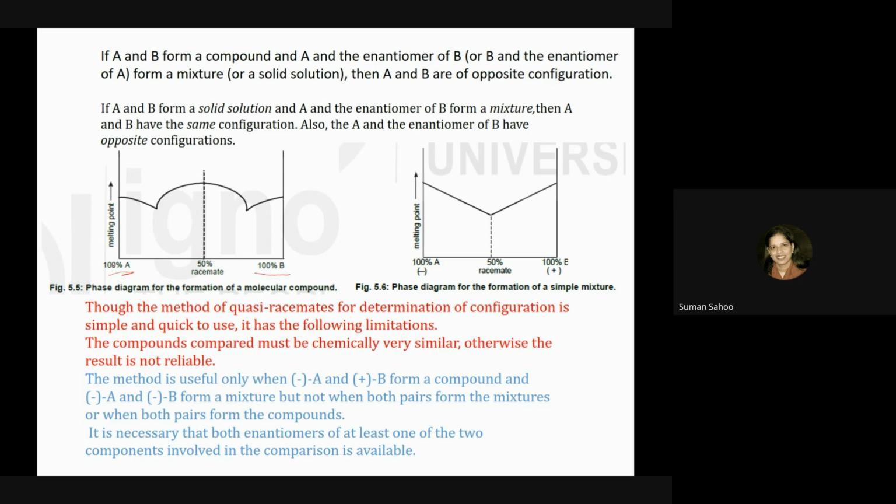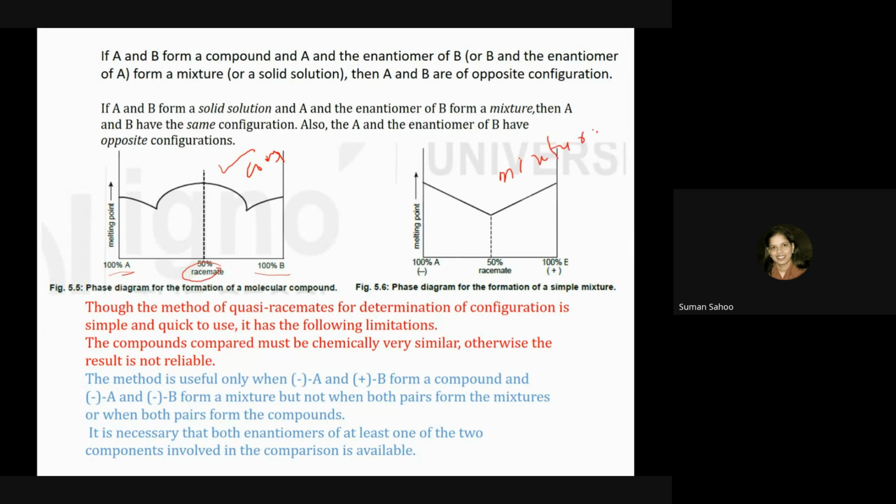If we just go on decreasing the percentage of A and go on increasing the percent of B, here we have a 50% racemate. So if it forms a compound, that would give you a phase diagram like this. And if it does not form a compound, it forms simply a solution, that would give this. So this is for a compound and this is for the simple mixture.